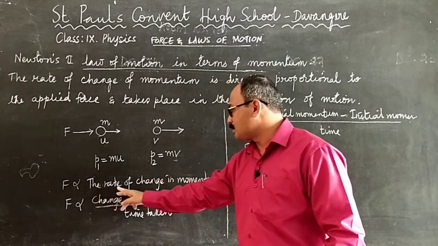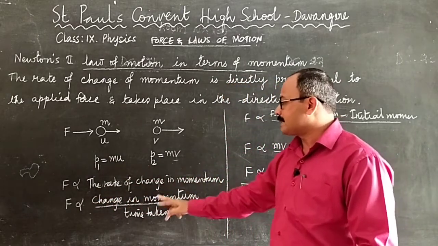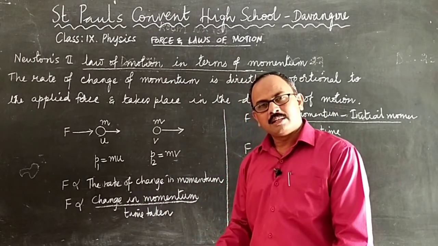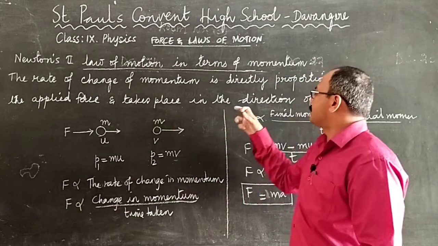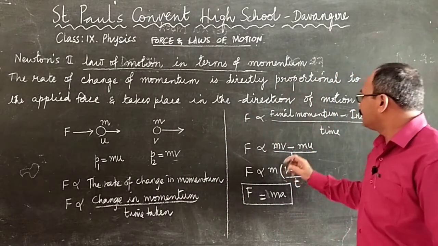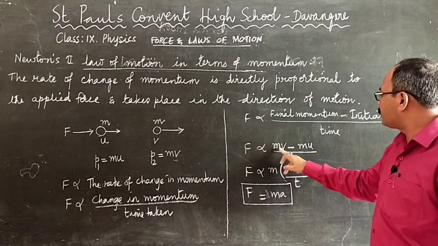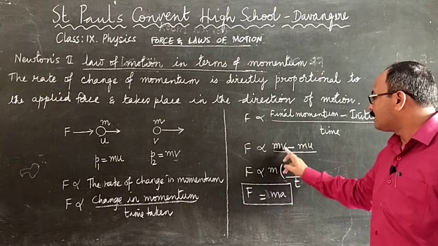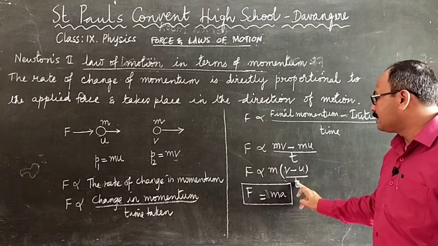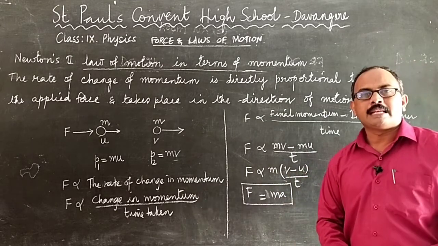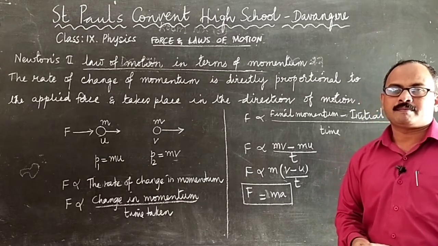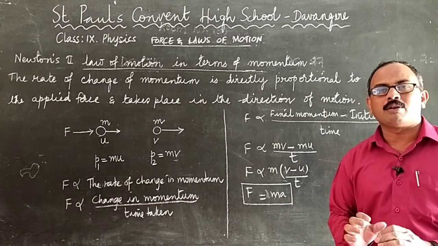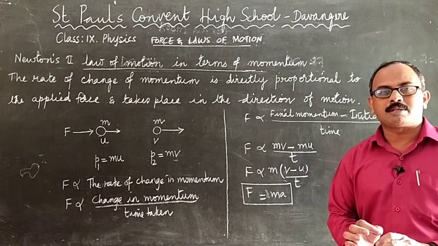Force is directly proportional to the rate of change of momentum. This is written as change in momentum by time taken. Change in momentum means final momentum minus initial momentum. Final momentum is m into v, initial momentum is m into u. M is common, children. Therefore, v minus u by t. This v minus u by t is nothing but acceleration. So, this is about Newton's second law of motion in terms of momentum.